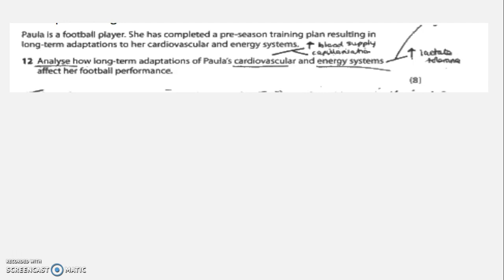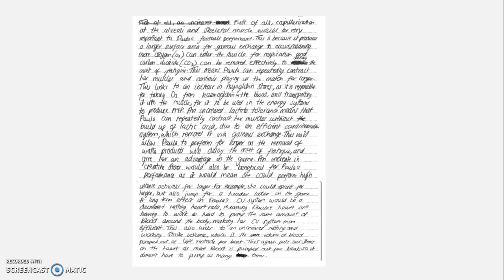Cardiovascular, 1, 2, 3, 4, 5, 6, 8, 9. Energy systems, you've got to think Lucozade. Can you give that a go for me? So pause this and give it a go. There's your answer.